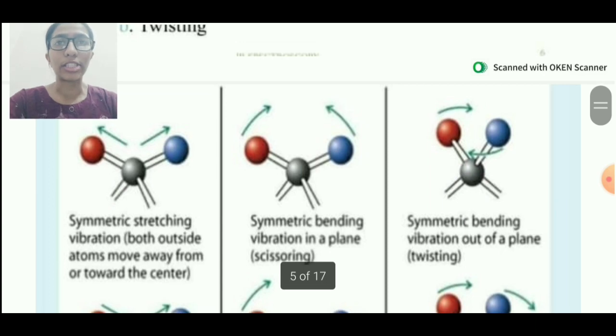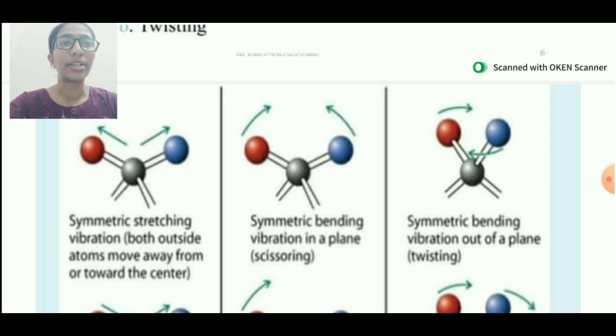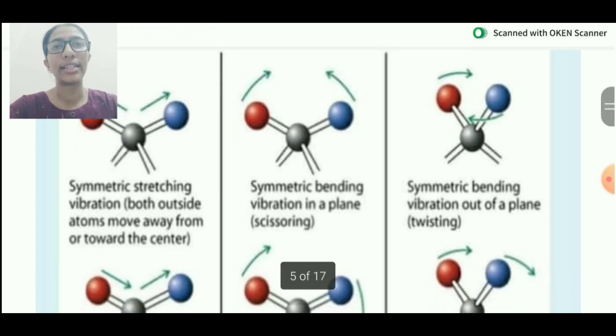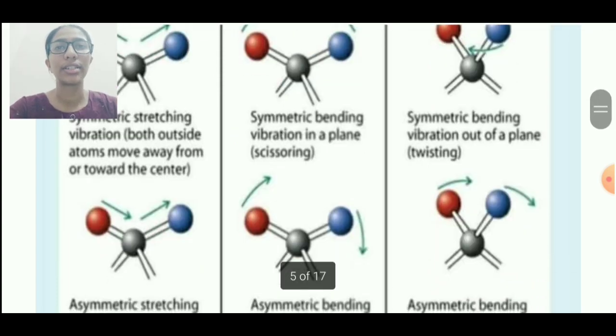The diagram below explains very well the symmetric stretching, symmetric bending and twisting vibrations. When both outside atoms move away from or toward the center, it is symmetric stretching. When one moves to the other side, it is bending, scissoring in case they are opposite, and twisting in case one is opposite to the other in a different direction.